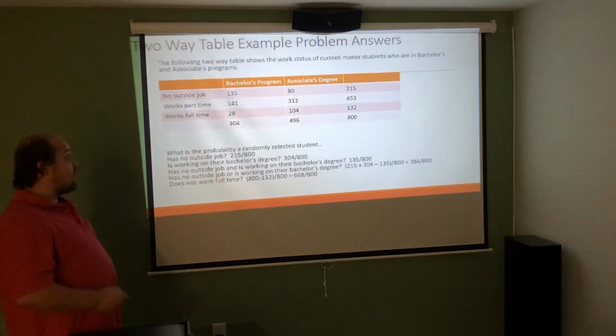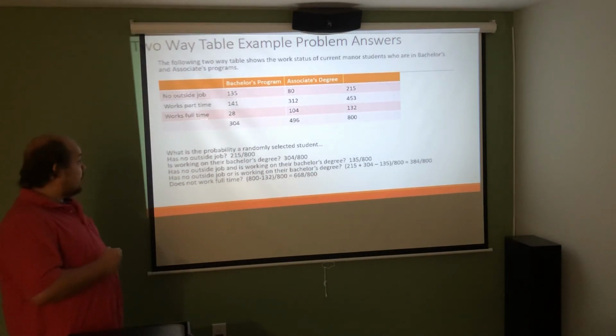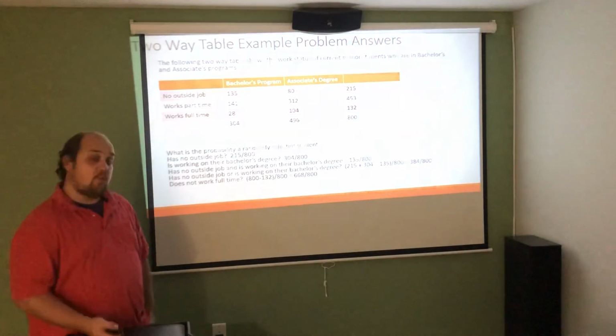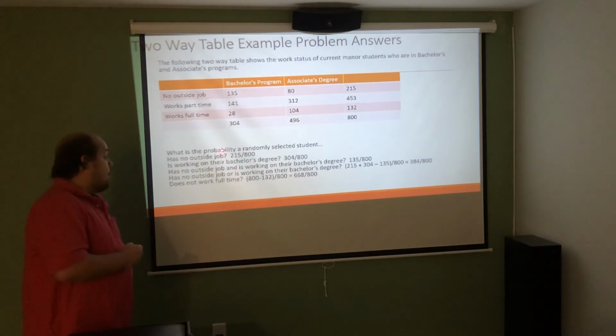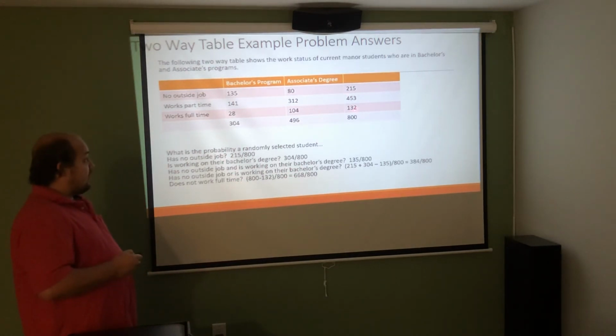Finally, does not work full-time. To find that, we look at the works full-time row. 132 out of the 800 work full-time. So to find the ones that do not work full-time, we do 1 minus that. 1 minus 132 out of 800 is the same thing as 800 minus 132 out of 800. 800 minus 132 leaves 668 students who are not working full-time while pursuing their degrees.